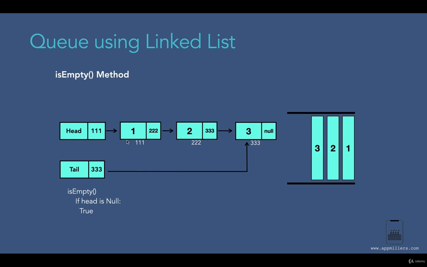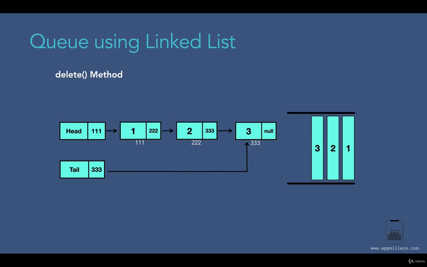Now in case of linked list, we don't have an isFull method, because here the queue size is variable, so we can insert as many elements as we want into this queue, and it will never become full. So that's why the isFull method is not available in case of queue using linked list.